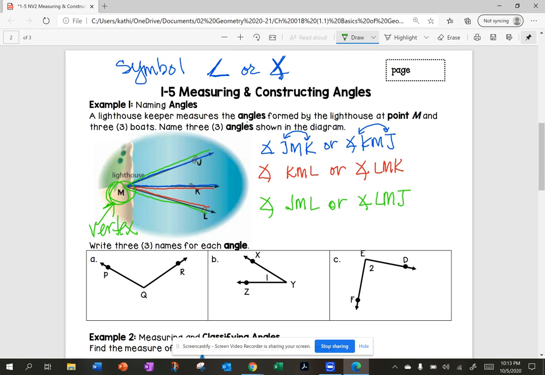All right, let's write 3 different names for each angle. Let's start out with A. I can call this angle Q, or I can call this angle PQR, or I can call it angle RQP.